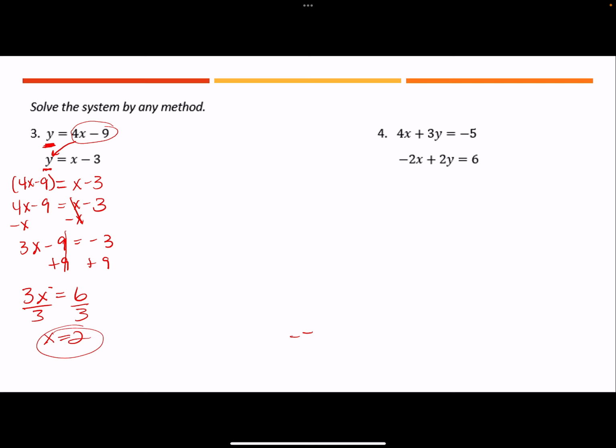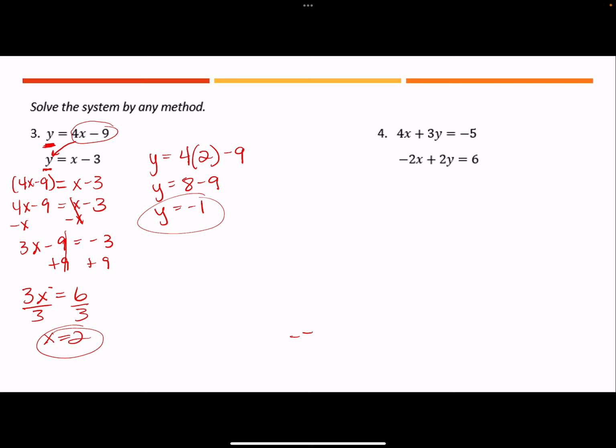Now that I know that x is equal to 2, I can pick either one of the original equations to plug in. I'm just going to pick the top one. Y is equal to 4, and then instead of x, I'm plugging in a 2. So I have y is equal to 4 times 2 minus 9. I've got to multiply. 4 times 2 is 8. 8 minus 9 is negative 1.